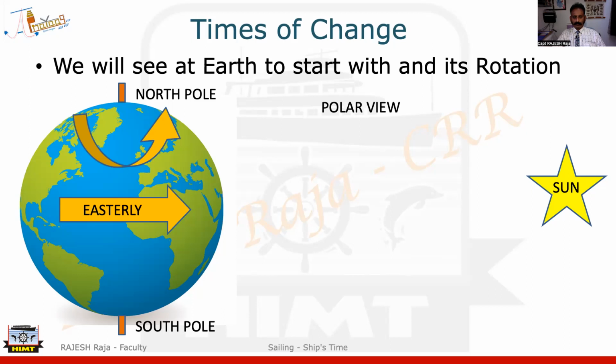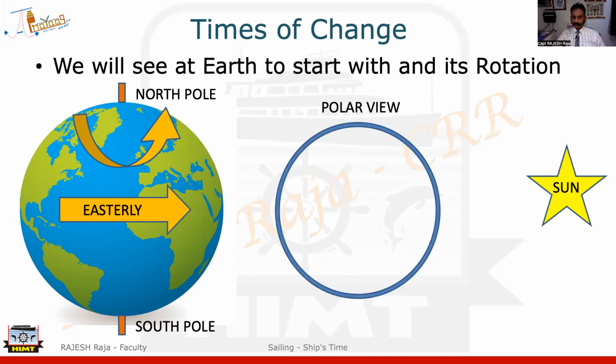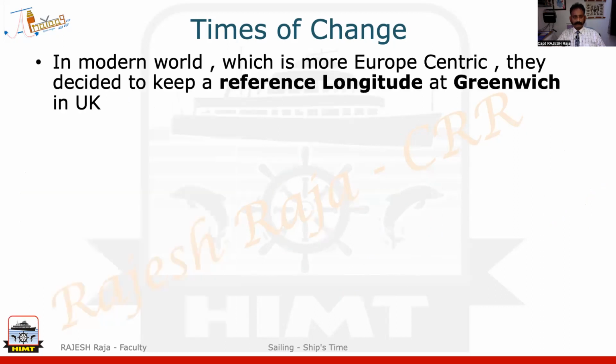I'm going to give you one more. This left side picture was a side view. I'm going to give you a polar view. That means you're looking from space, looking at the North Pole, and you will see the same Earth rotating like this. So here also it's very evident that as the Earth rotates, the longitude which faces the sun keeps changing. That is always moving. It's not constant.